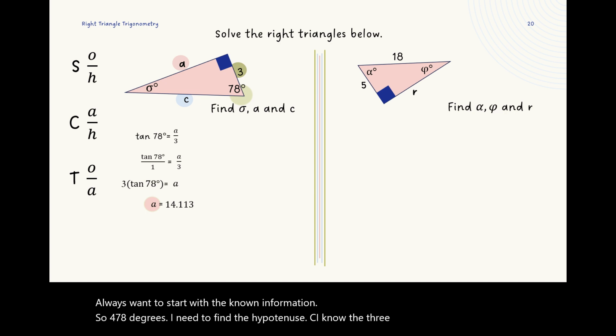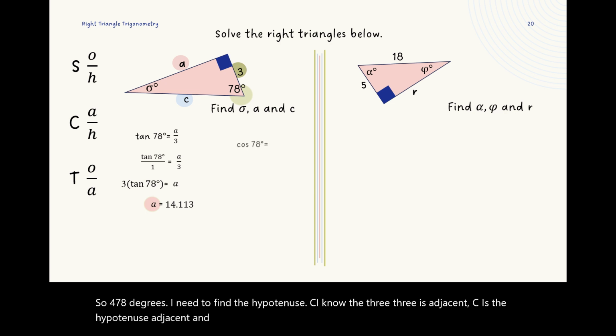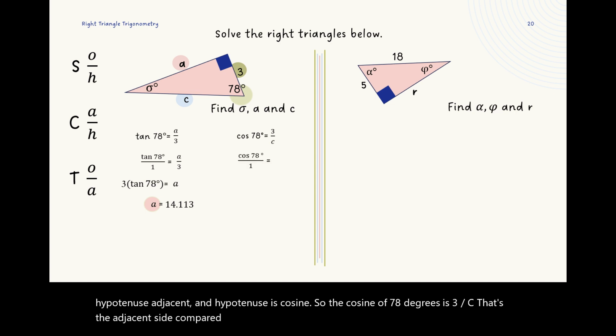3 is adjacent. C is the hypotenuse. Adjacent and hypotenuse is cosine. So the cosine of 78 degrees is 3 over C. That's the adjacent side compared to the hypotenuse.